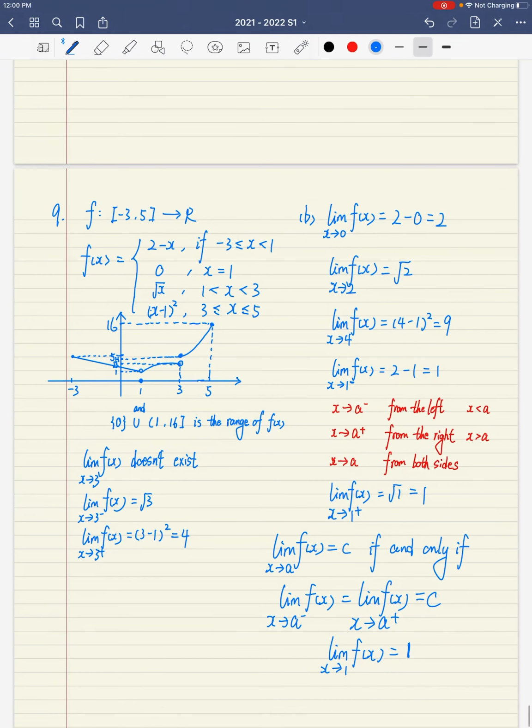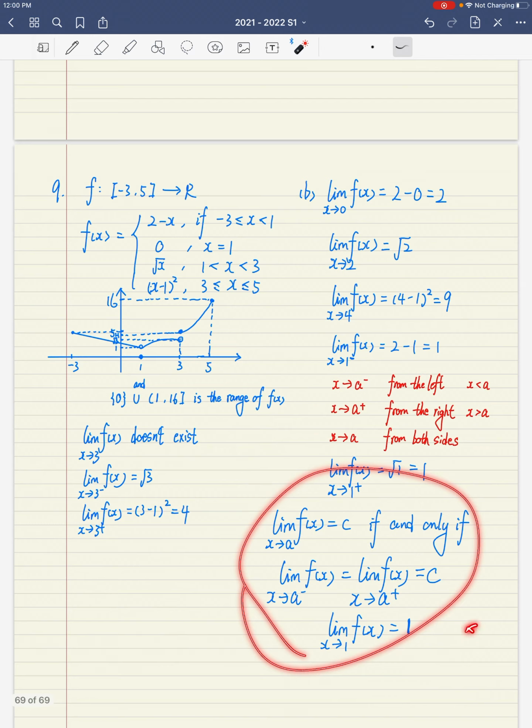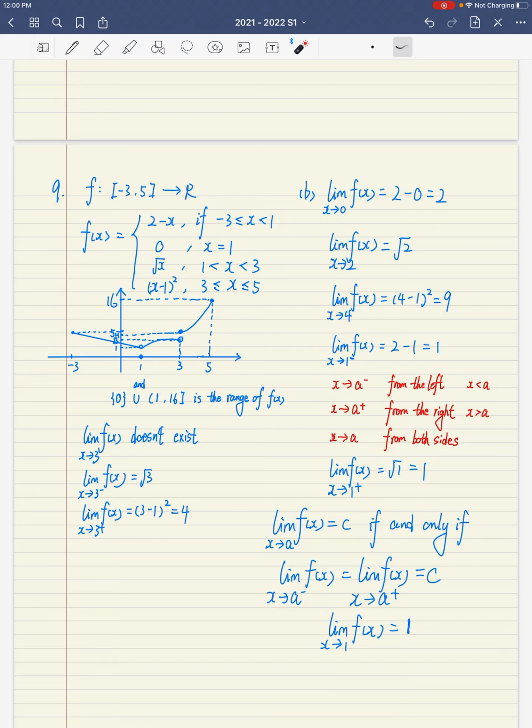In the exam, usually the first 3 are too easy. Usually, there will be some question like this. Do you have any questions about this part?